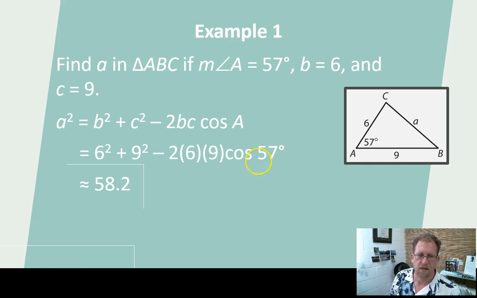If you just look at this, 36 plus 81 minus 108 times the cosine of 57, if you simplify all of that, you get 58.2. So a squared is about 58.2. So a then is 7.6. You have to take the square root of that and you wind up with 7.6. All right? If you don't understand that, play it again. We'll do several examples in class.